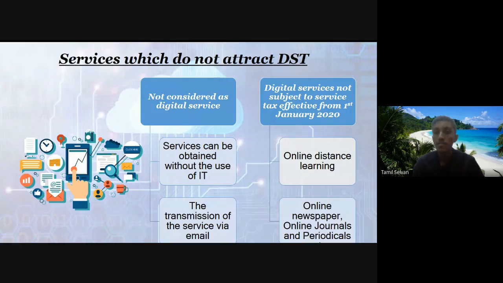And digital services which are not subject to services tax effective from 1st January 2020 are online distance learning and also online newspapers, online journals, and periodicals. So those foreign companies providing these services won't be subject to DST.